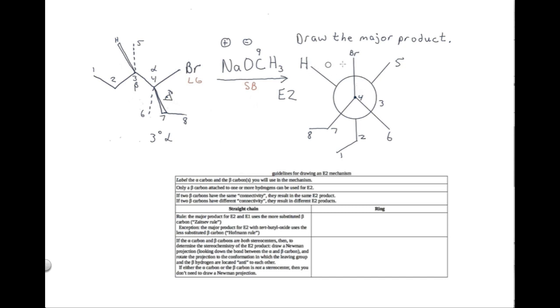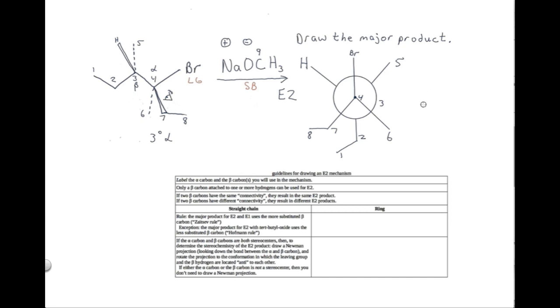Make sure that you draw the hydrogen, carbon 5 and carbon 2 attached to the circle, which is carbon 3. And you draw the bromine, carbon 6 and carbon 7 attached to carbon 4, which is the dot. So notice that this bond doesn't start on the dot, it starts on the circle. This bond starts on the circle, not on the dot.